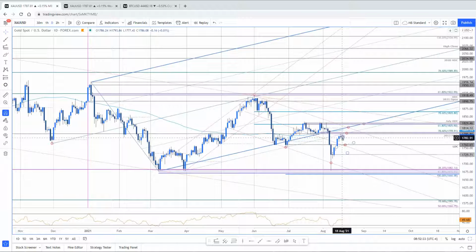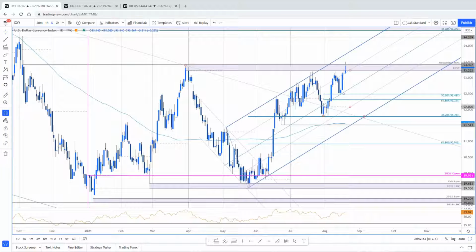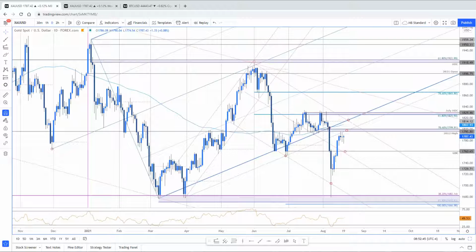It's interesting that gold has held its ground despite rampant dollar strength, seemingly. Right? This is the daily chart. Here's the daily chart of the dollar. Here's the daily chart of gold. So despite real strong dollar strength the last 3 days, gold has held its ground. That tells you something.